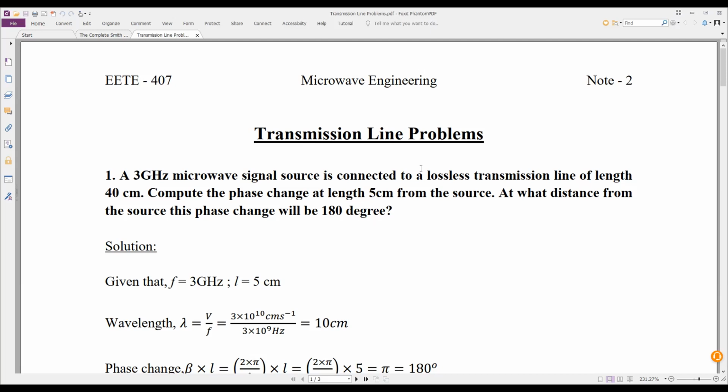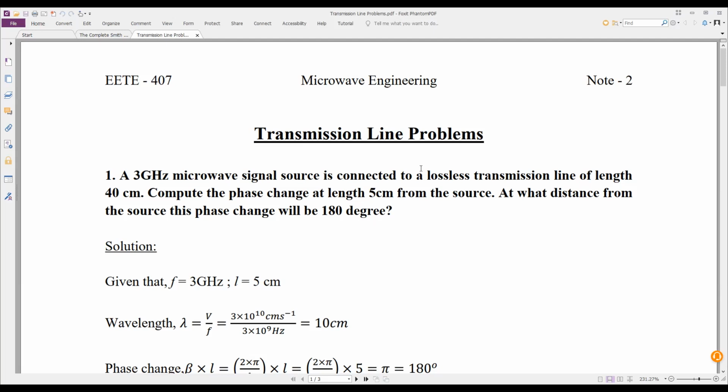0.447. So 1 plus 0.447, and 1 minus 0.447, which gives 2.62. So VSWR is 2.62. And return loss is 20 log 0.447, which is minus 6.99 dB. Okay, so that's how we can calculate this one.